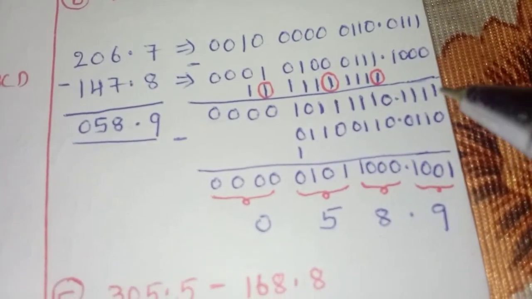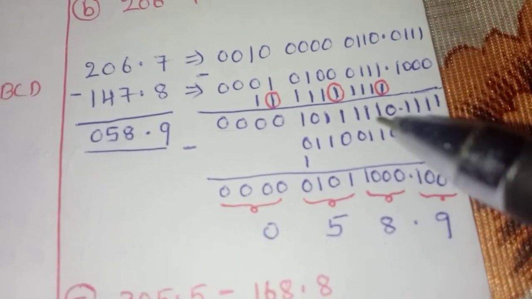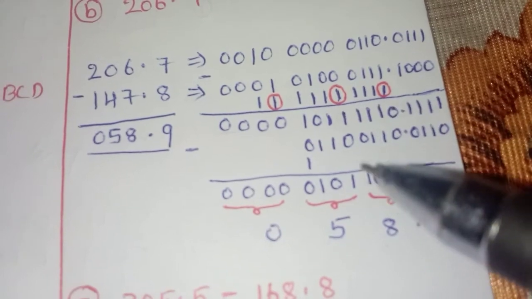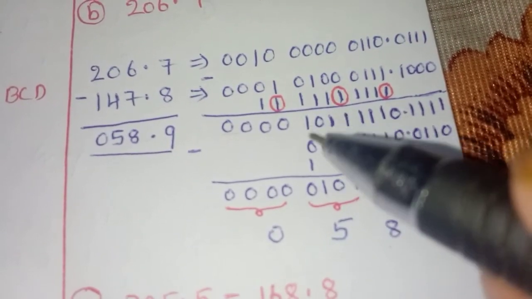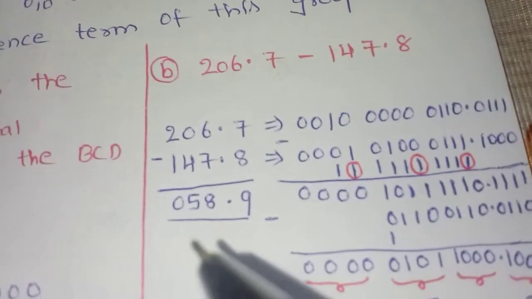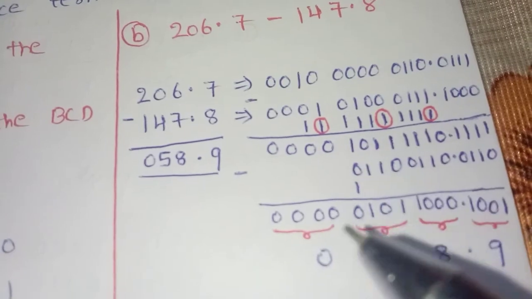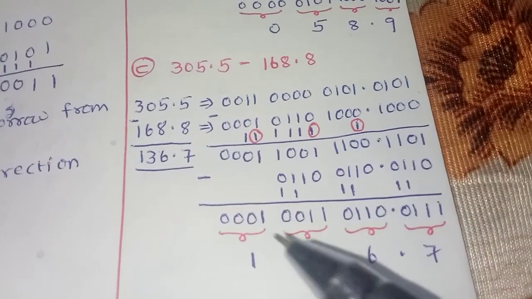Now after subtracting, this is 1 0 0 1, then 0 0 0, 1 minus 0 is 1, then 1 1 minus 1 is 0, 0 minus 1, difference 1 borrow 1, then 0 0. If you observe, it is 058.9. If you want, you can cross-check this. In this way you have to do it. Here there is no illegal word. Do this example on your own.